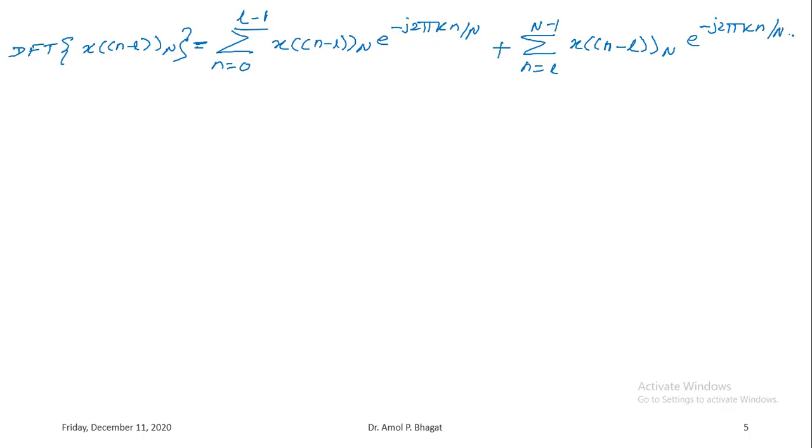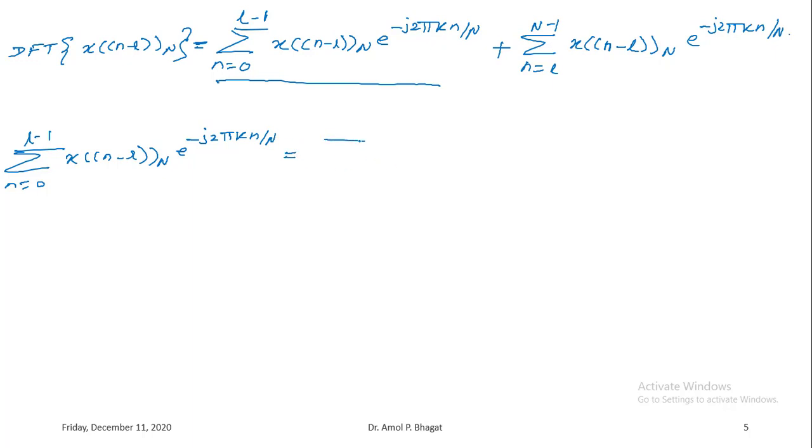Now, as in the previous property we made some adjustment, where we substituted certain values, here also we'll try to substitute certain values. But we'll separate them out one by one, because otherwise this equation will be large enough. So we'll take the first term initially: summation n equals 0 to l minus 1, x of (n minus l) in suffix N, e to the power minus j 2 pi k n by capital N.